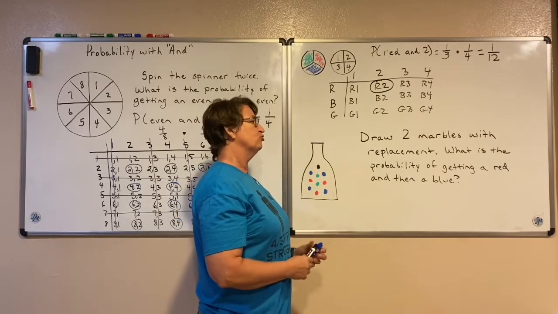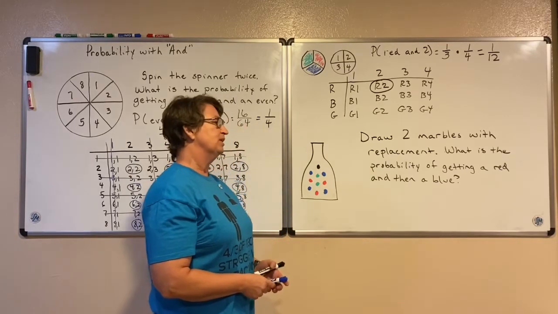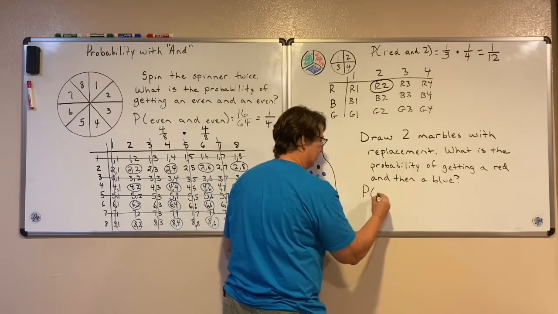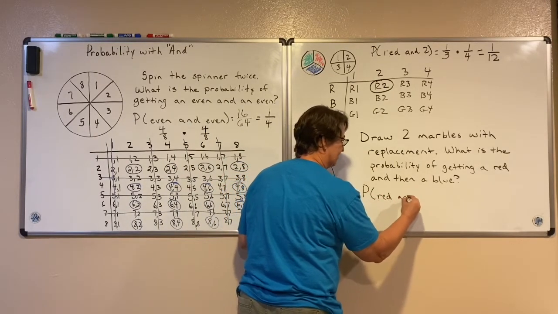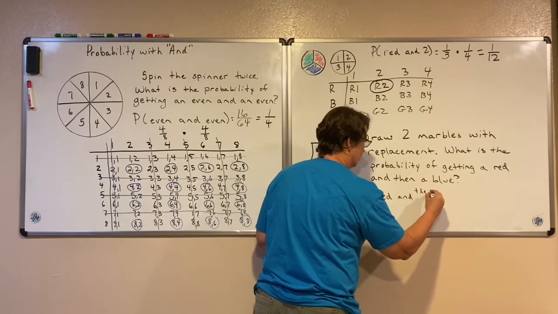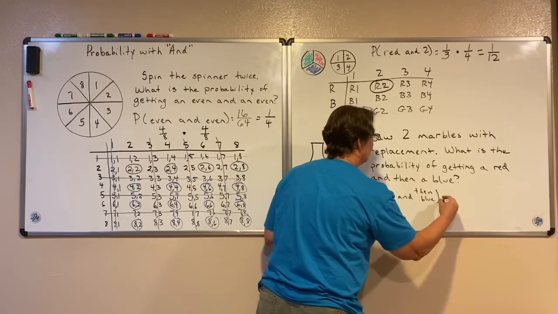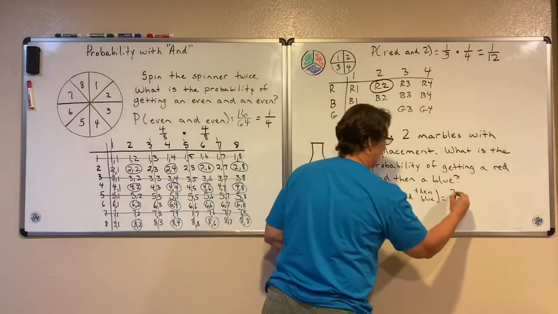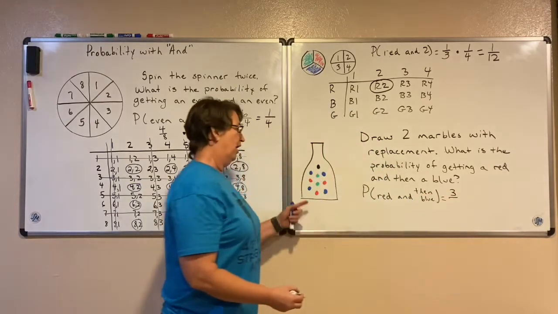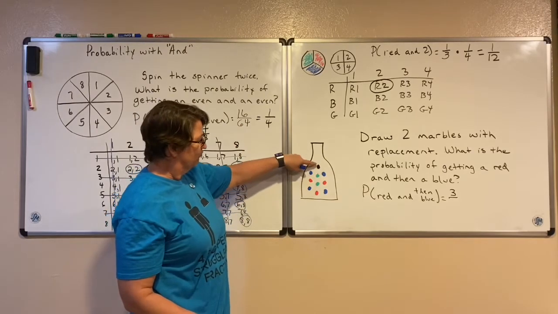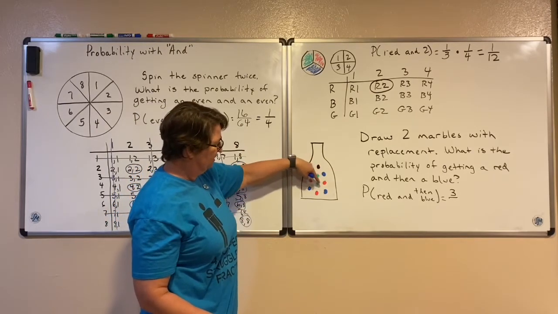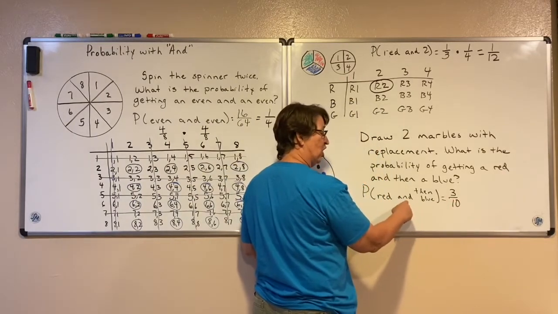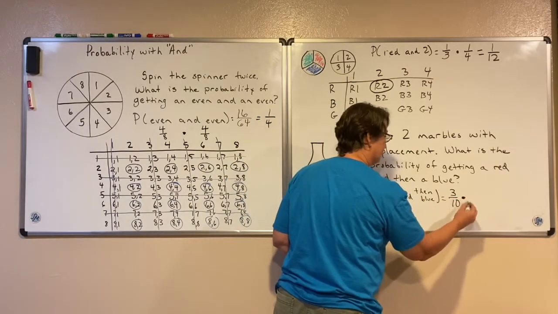Draw 2 marbles with replacement. What's the probability of getting a red and then a blue? So we want the probability of getting a red and then a blue. Well, the probability I get a red, there are 3 reds in my urn here, or my jar, out of a total of 1, 2, 3, 4, 5, 6, 7, 8, 9, 10.